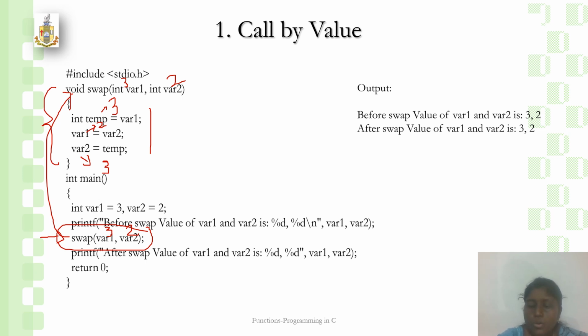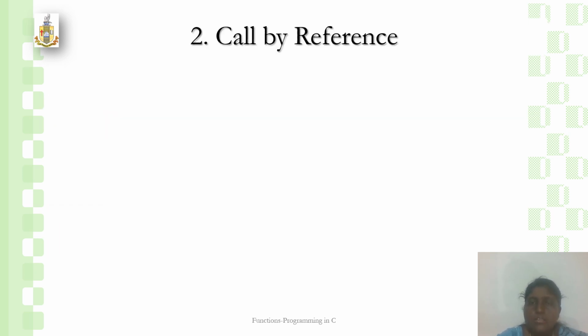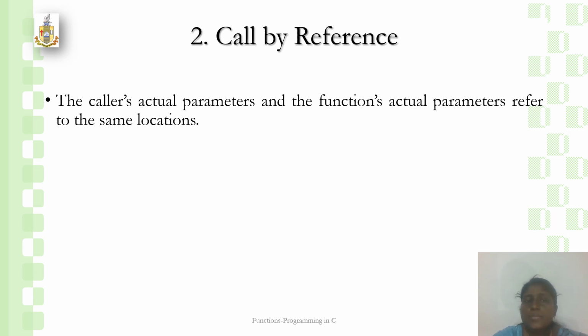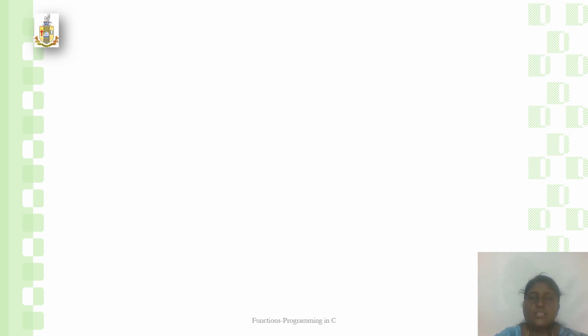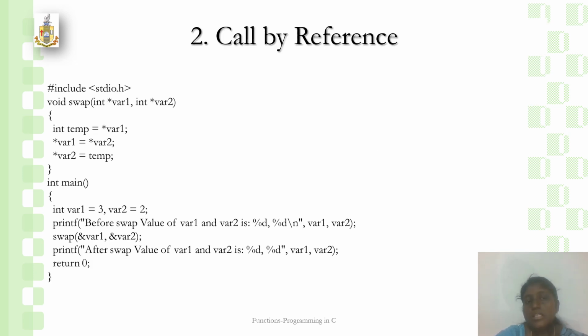Then we will see about call by reference. So here the caller's actual parameters and the function's actual parameters refer to the same location, and whatever changes you're making in the function will be reflected in the caller's function. So here is an example. Same example. So call by reference means we are referring to the address space of the variables where the values get stored. So here references refers to the address spaces.